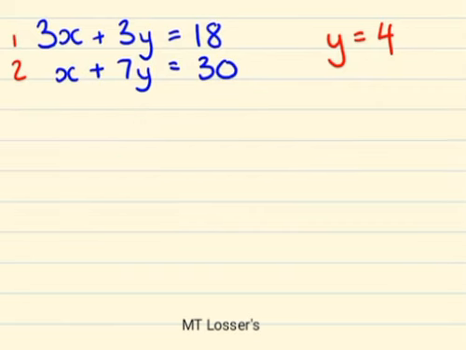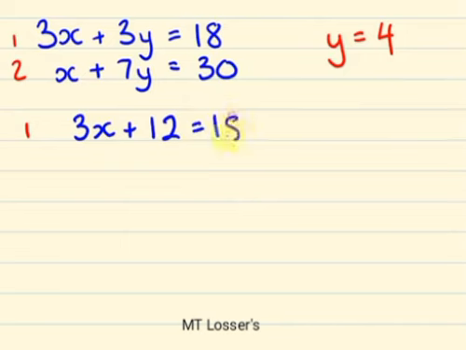And let's now substitute these values into one of the equations. I'm going to put it into, I think, this equation here. So for equation 1, substitute in my values. 3x is going to stay the same, plus 3y. 3 times 4 is 12, and it equals 18.